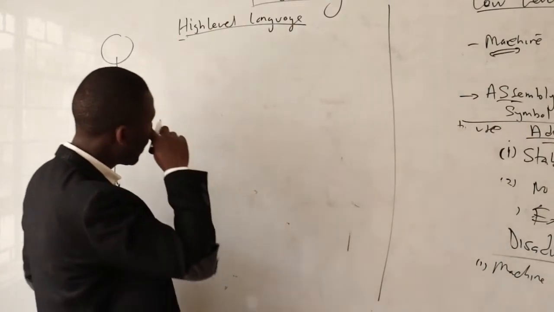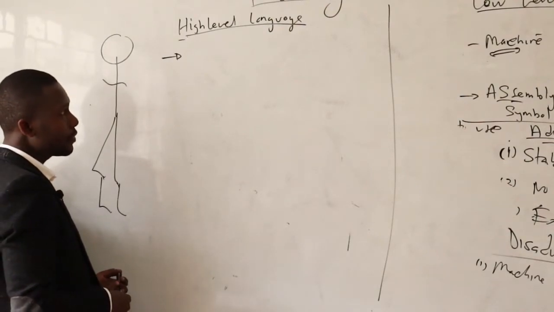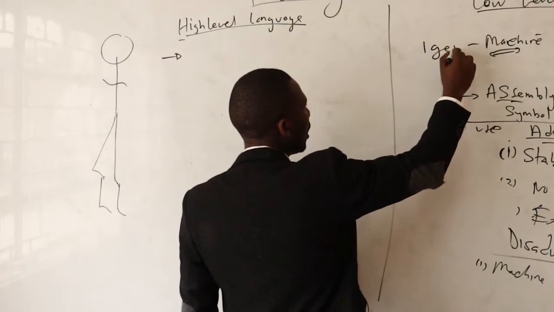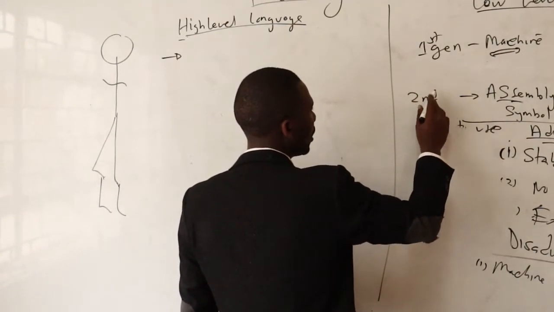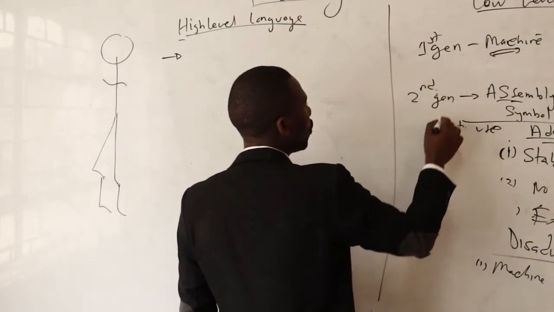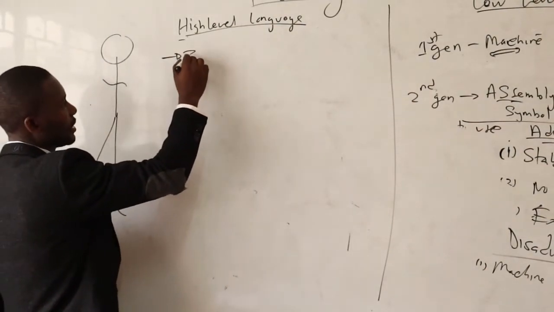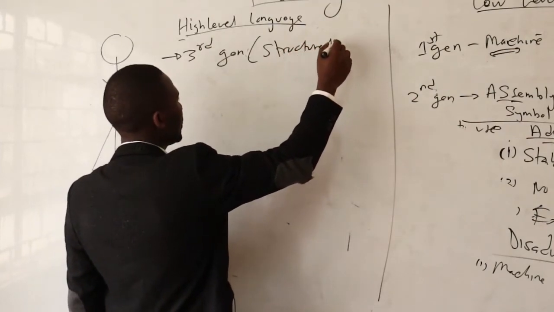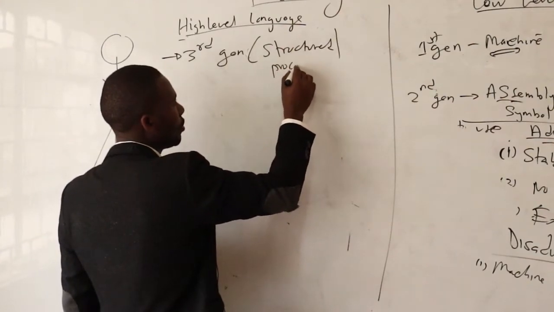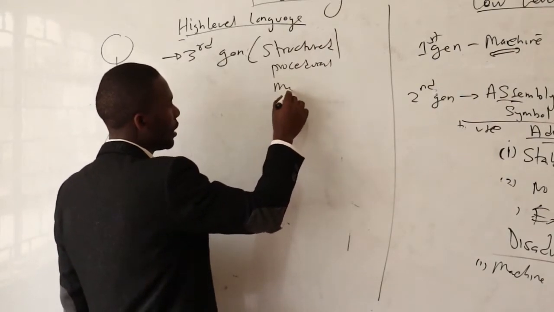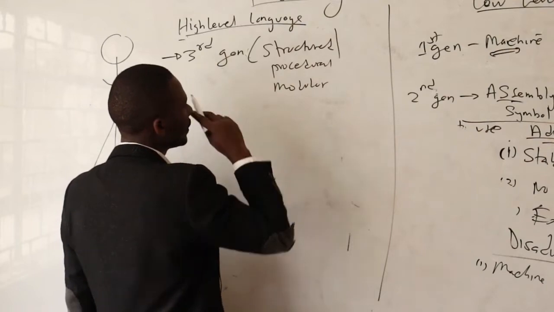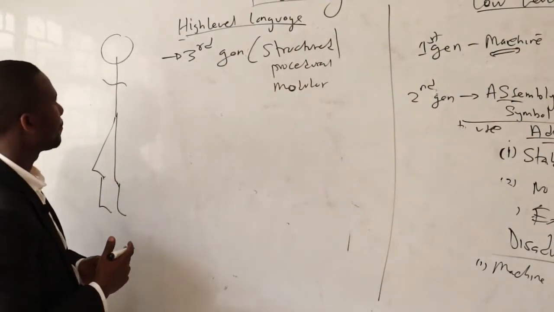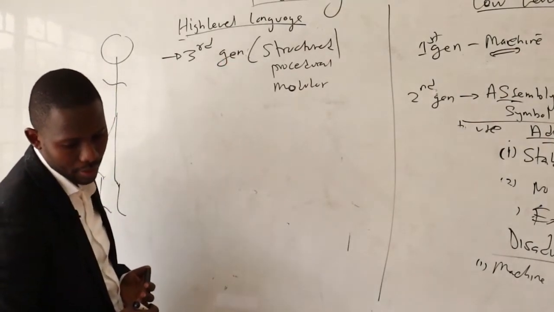These languages are further classified into five generations. Machine language can be termed the first generation language, and assembly language the second generation. From here, we have the human language starting from the third generation. Third generation languages are also referred to as structured programming languages, procedural programming languages, or modular programming languages. These are languages that facilitate creation of a program by developing it using modules. You get modules and bring them together.